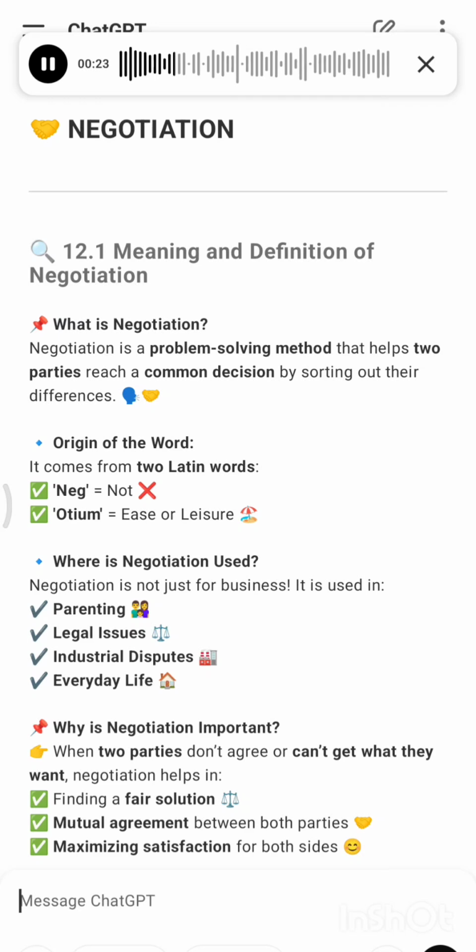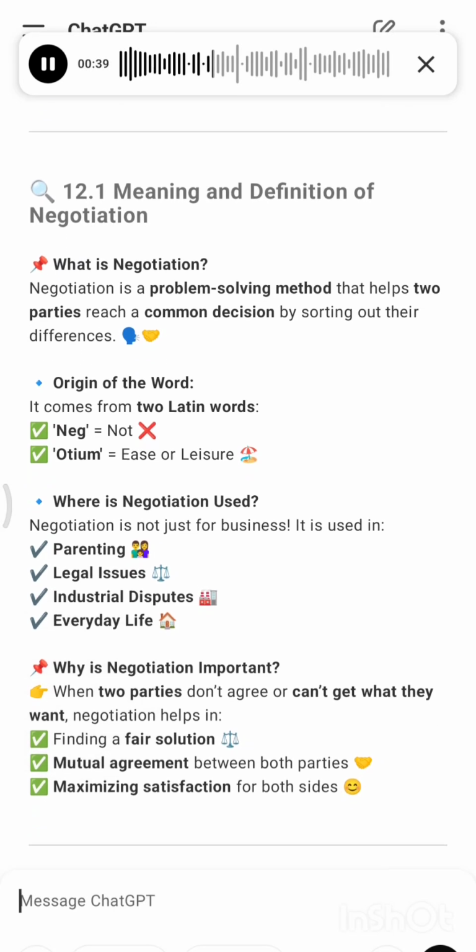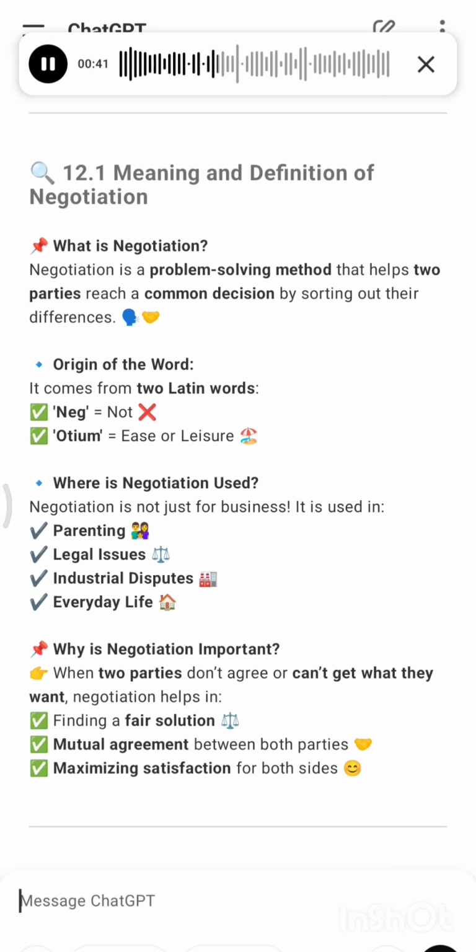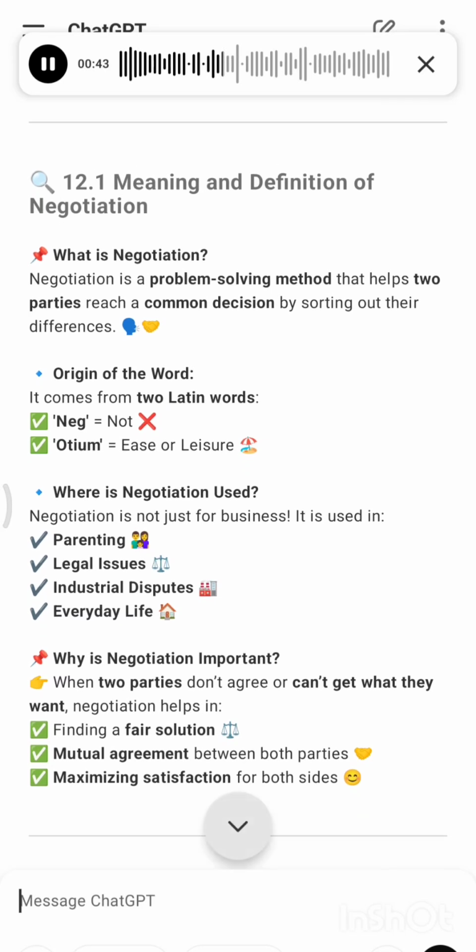Where is negotiation used? Negotiation is not just for business. It is used in parenting, legal issues, industrial disputes. Why is negotiation important? When two parties don't agree or can't get what they want, negotiation helps in finding a fair solution, mutual agreement between both parties, maximizing satisfaction for both sides.